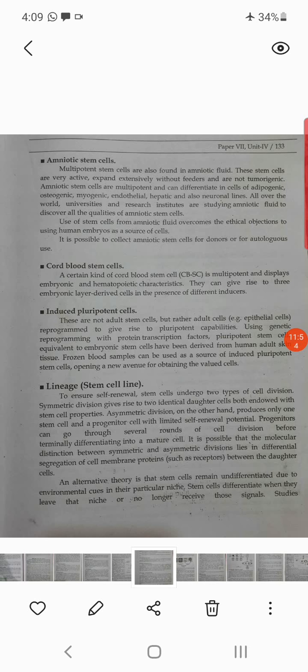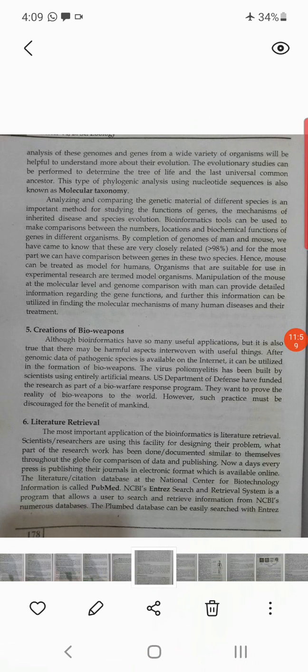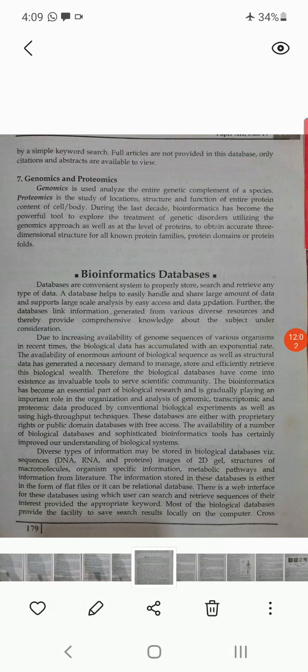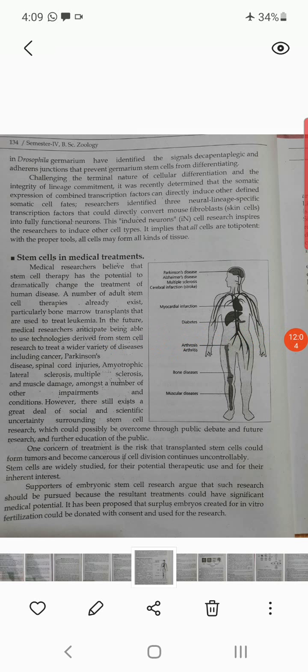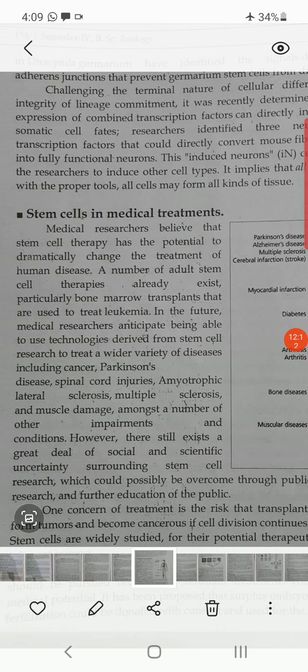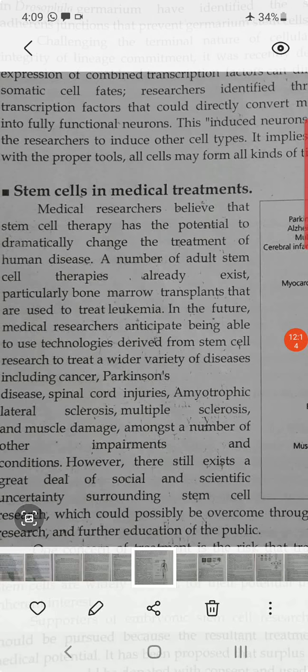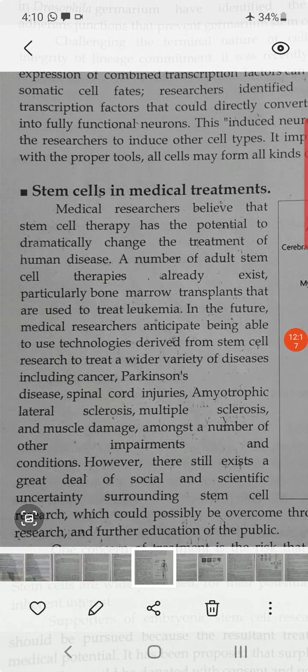And now, the most important part: how are stem cells used in medical treatment? So once again I am summarizing this point. Stem cells are the basic cells in the developing embryo from the zygote, and these stem cells can be obtained from the blastocyst, then the morula stage, then from the fetus and from the adult.